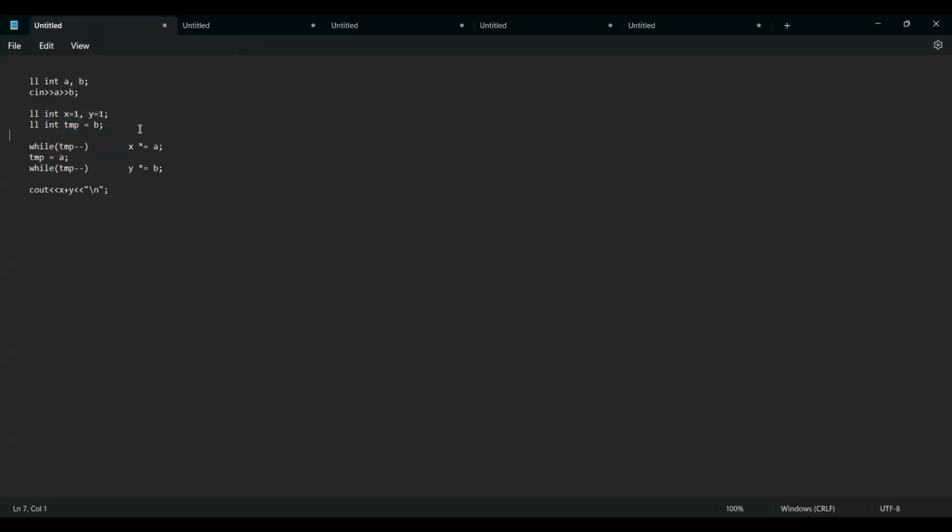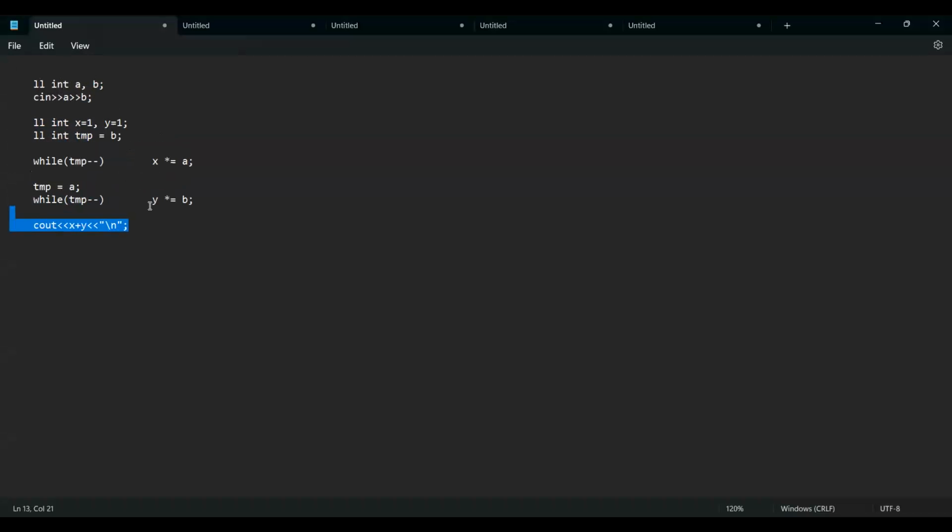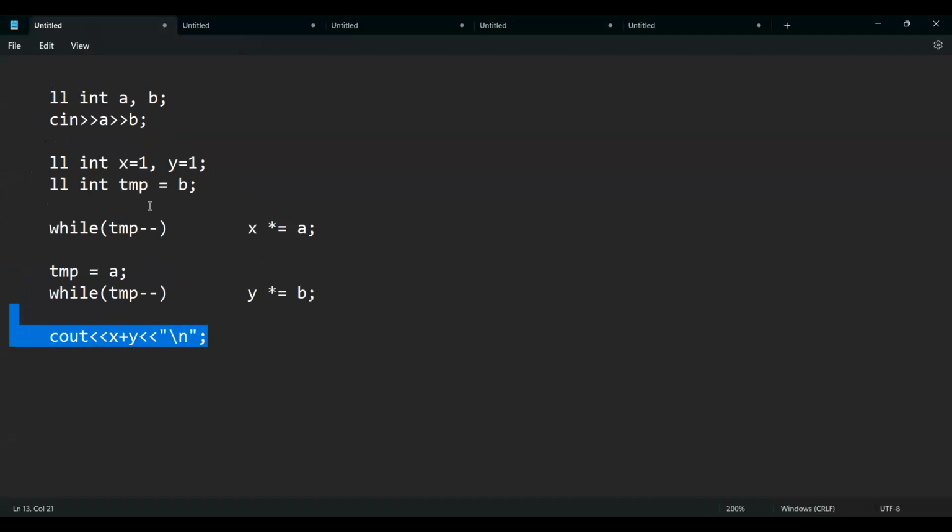In this, I'm first taking a, b as input, then I'm calculating a to the power b, and then I'm calculating b to the power a. Finally, I'm printing the sum. So I hope this is clear to everyone, right? Yes. Okay, so let's go to the next problem.